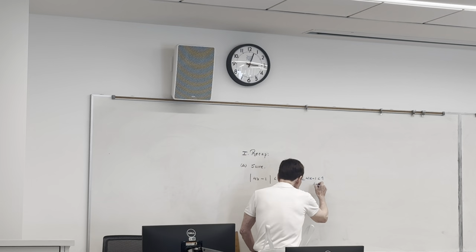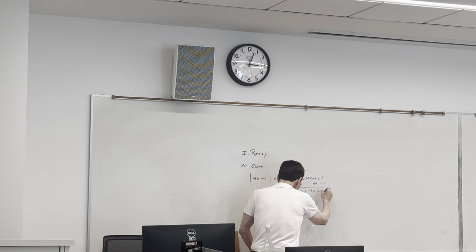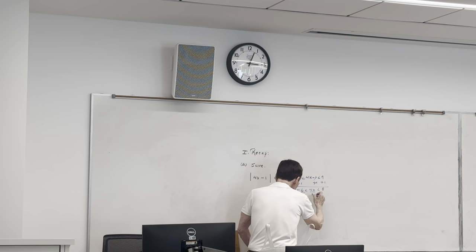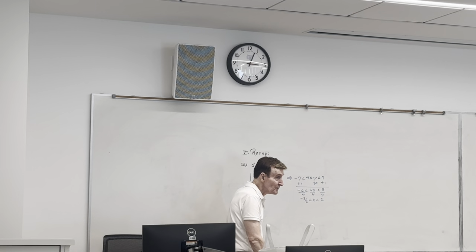Easily, add 1 to all 3 parts. I'm going to end up with what? -6 is less than 4x, which is less than 8. Divided by 4, no problem. Of course, this reduces down to -3/2 less than x less than 2, if I made no mistake. So there's the answer. That's all you have to do.